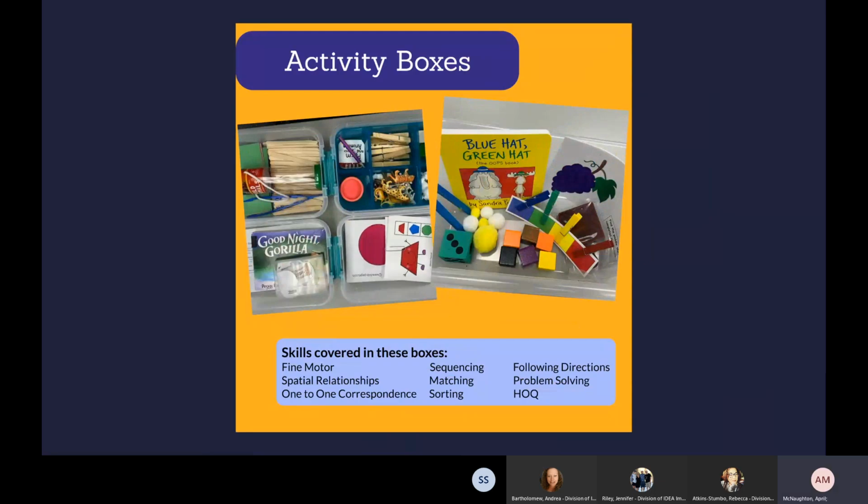Activity boxes. There are many things that we can put inside of our activity boxes. A few of the skills that are covered in the boxes shown are fine motor, spatial relationships, one-to-one correspondence, sequencing, matching, sorting, following directions, problem solving, and higher order questioning. While all of these skills are covered in this activity box, it is not necessary to progress monitor them all. You should always utilize your goals to decide what should be monitored and what is appropriate for the students within your classroom.